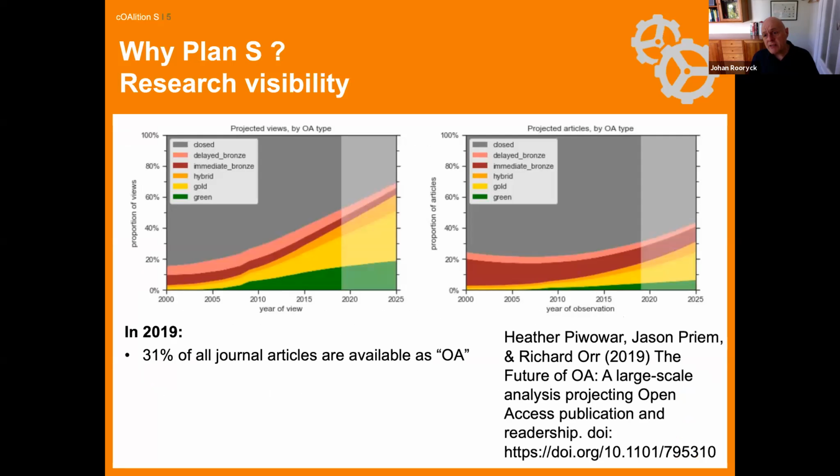Now, why Plan S from the point of view of a researcher? I'm always putting a slide for that, because many researchers still don't see why open access is so important. This is a study that I love to cite by Piwowar, Priem, et al. It may be familiar to most of you, but I'm doing it anyway. It shows that in 2019, 31% of all journal articles are available in open access. But in fact, 52% of article views are to open access articles.